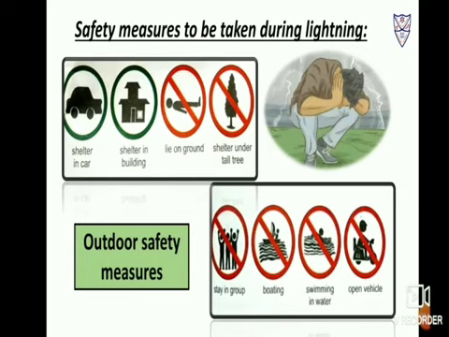Next, open vehicles like scooters and motorbikes do not protect us when lightning strikes. Next, come down from elevated places. Elevated means raised to a higher level, that is, at the top of mountains or hills, or the rooftop of a building.